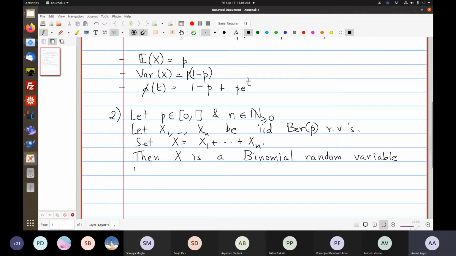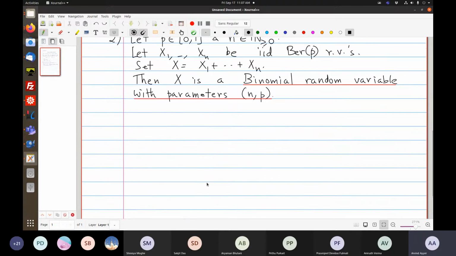With parameters n, p. It's common to take n to be the first parameter, so it's an ordered tuple. So n is the first parameter, which is the number, and p is the same p as the Bernoulli p.